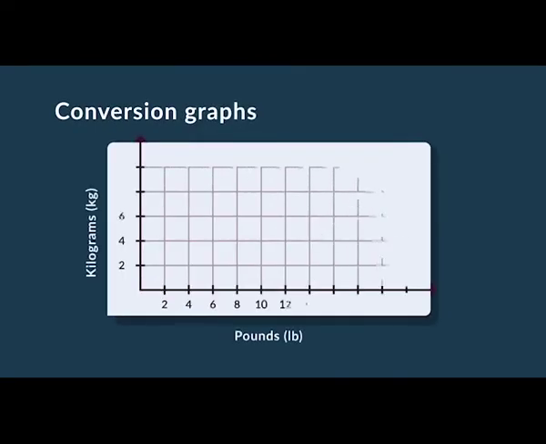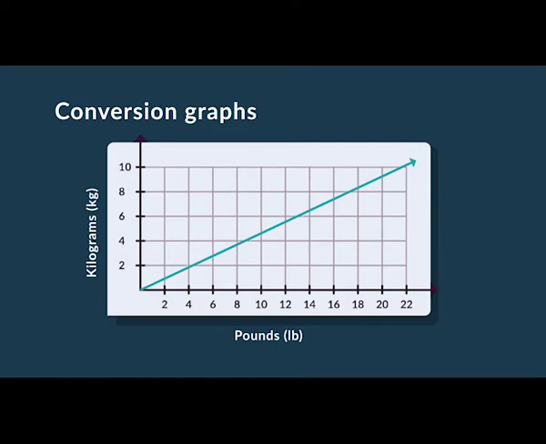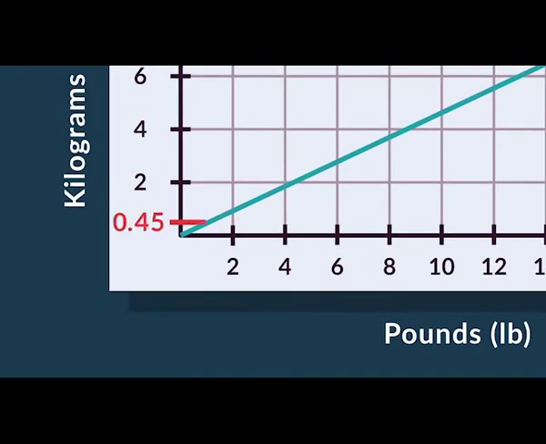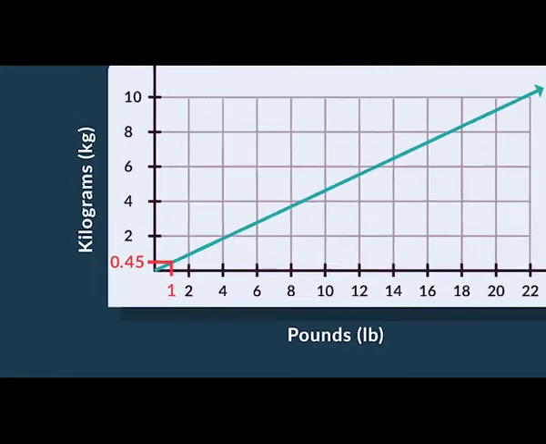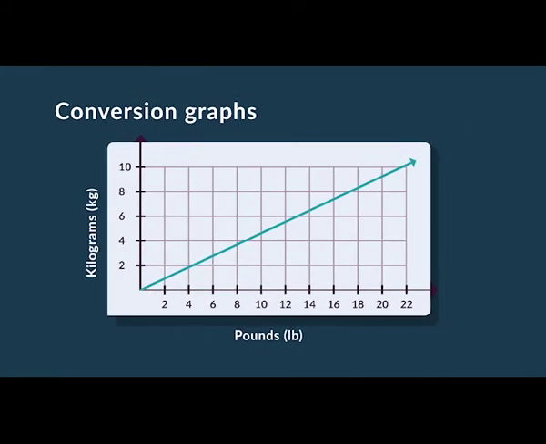Another real-life graph that shows a fixed relationship between two variables is a conversion graph. This graph shows that 0.45 kilograms is equal to 1 pound. When used to change one quantity to another, it tells us 8 kilograms is 17.8 pounds, or that 12 pounds is 5.4 kilograms.